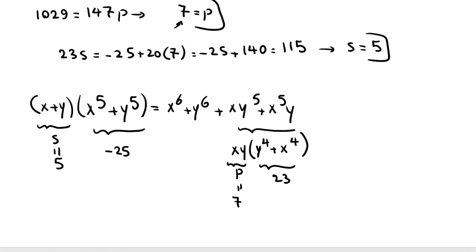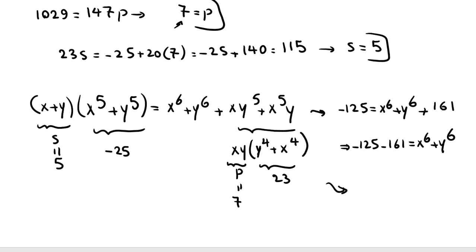So if I replace, then I can say, okay, 5 times negative 25, negative 125, equals x to the 6 plus y to the 6 plus 7 times 23. 7 times 3 is 21, 7 times 2 is 14 plus 2 is 16. So we can say negative 125 minus 161. Taking it to the left-hand side, it will be x to the 6 plus y to the 6. And then we can conclude x to the 6 plus y to the 6 equals this: minus 1 plus 5 is 6, 6 plus 2 is 8, negative 286.